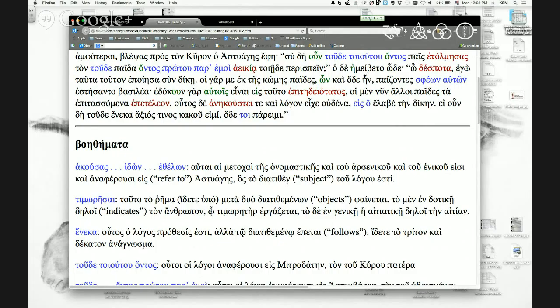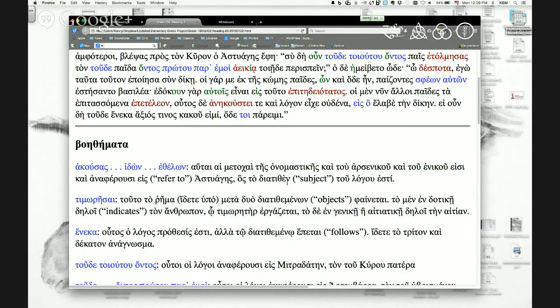With two objects, when they interact. So this is the verb for when two objects interact. Phaino, if you know what it means, is to bring to light. In the middle or the passive, it means to appear. So the verb appears with two objects.